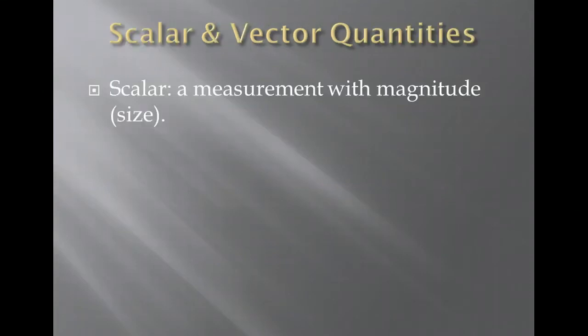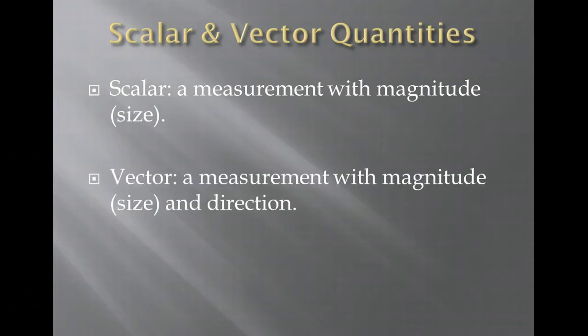Scalar and vector quantities. The definition of a scalar is a measurement with magnitude or size. If you imagine during an earthquake, when they say the magnitude of the earthquake was a 7.2, they're describing it from the Richter scale. But the 7.2 is the size or the magnitude of the earthquake.